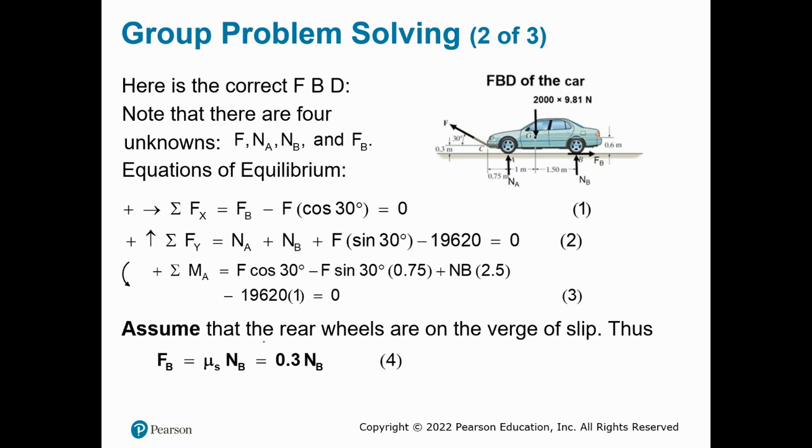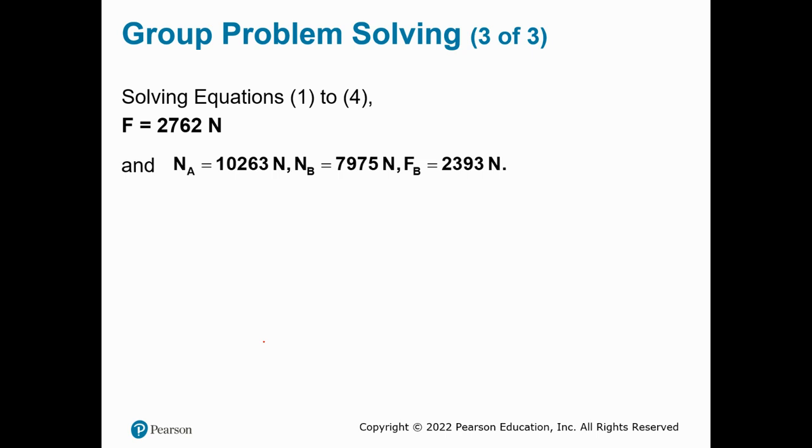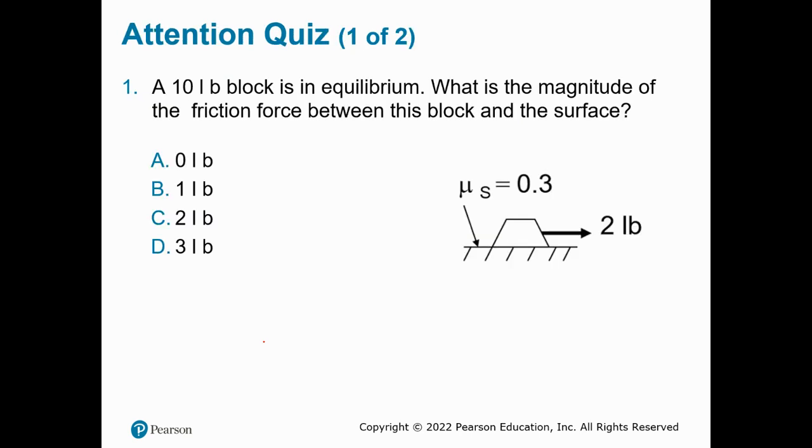Sum of all the forces horizontally, sum of all the forces vertically, and we're going to do a moment about point A. After those three equations, we also assume that the rear wheels are on the verge of slip. Then we can write our equation F_B equals mu s times N_B, which comes out to be 0.3 N_B. And then we have our four equations, solving for our four unknowns: F, N_A, N_B, and F_B.